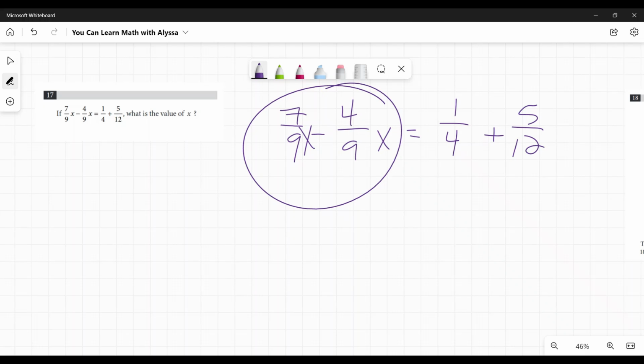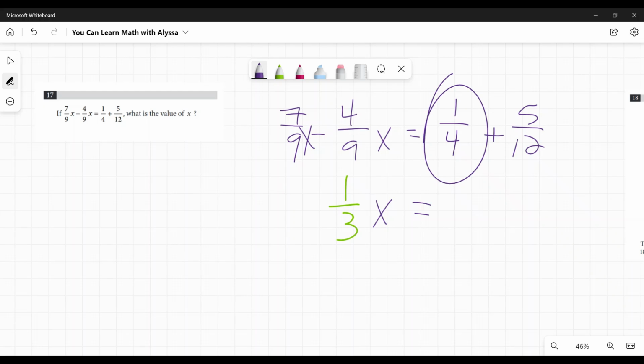I go, well, these two have the same denominator, so I can just combine those. 7/9 minus 4/9 is 3/9 x, and 3/9 could be simplified to 1/3. On the other side, 1/4 plus 5/12. Well, to add those together, I need to change the fourths to twelfths. To do that, I would take 1/4 and multiply by 3/3. So 3 times 4 gives me that 12 on the bottom that I need, and 1 times 3 is 3 on top.